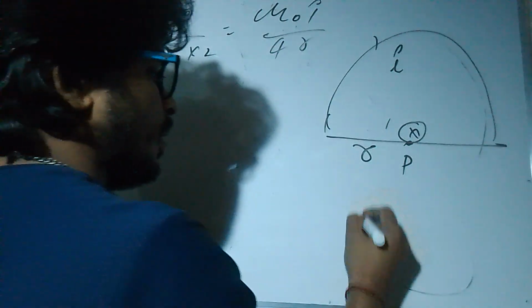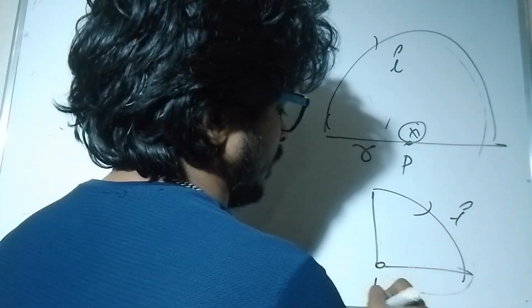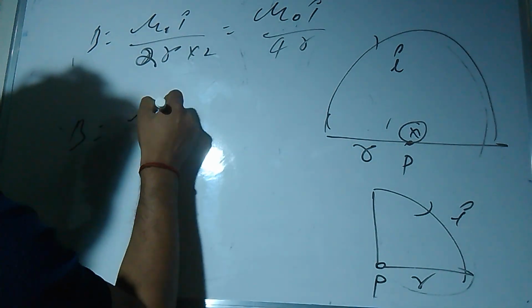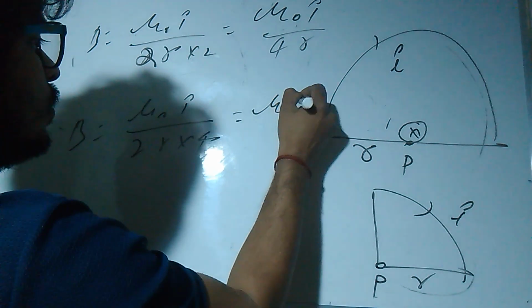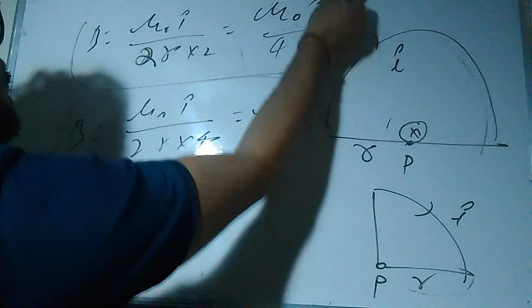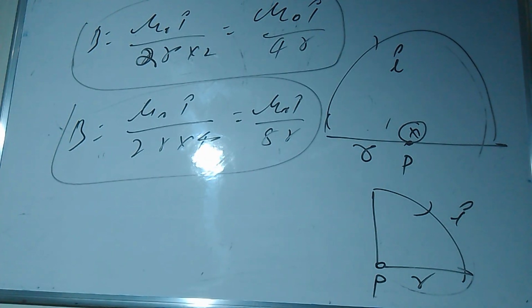What about a quadrant? For this quadrant, I want to find the magnetic field at point P, and the radius is r. Again I will divide, or you can directly divide mu naught I by 2r by 4. So this is mu naught I divided by 8r. Clear? All these relations should be clear to you.